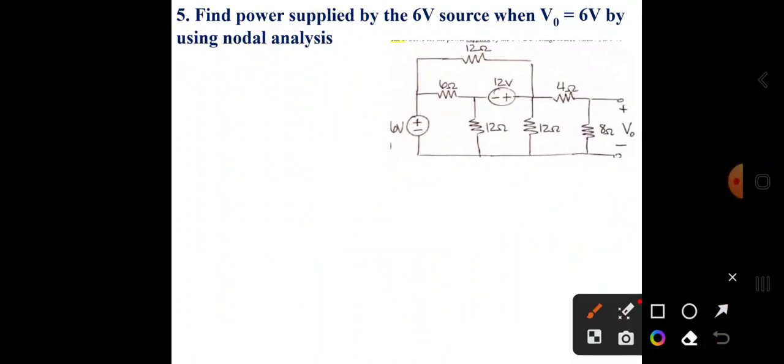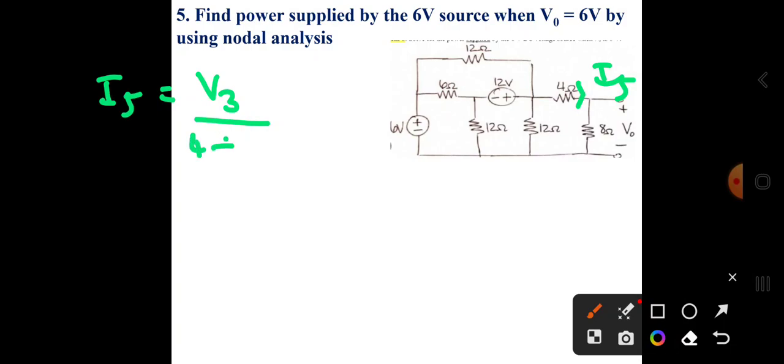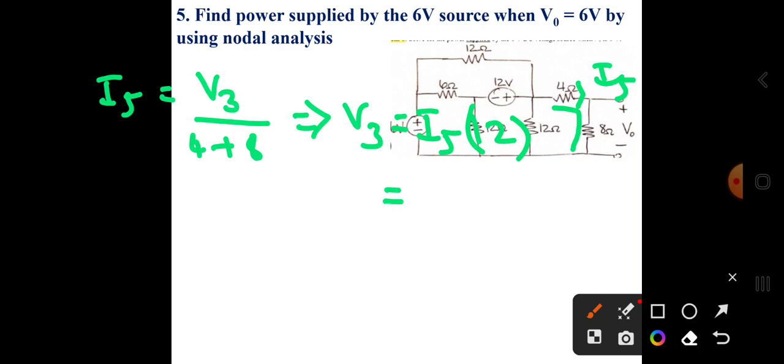Next, looking at the circuit diagram, what is the current I5? I5 is equal to V3 by 4 plus 8. That means the total resistance in this branch is 4 plus 8. So V3 is equal to I5 into 12. I5 value is 0.75. Therefore V3 is 9 volts.